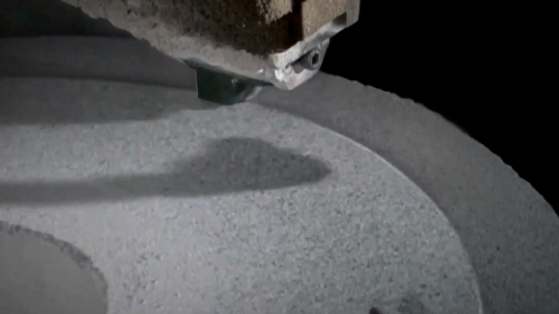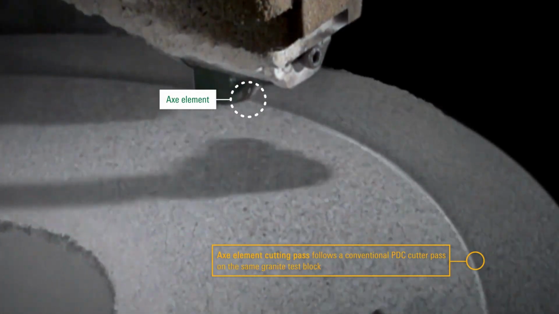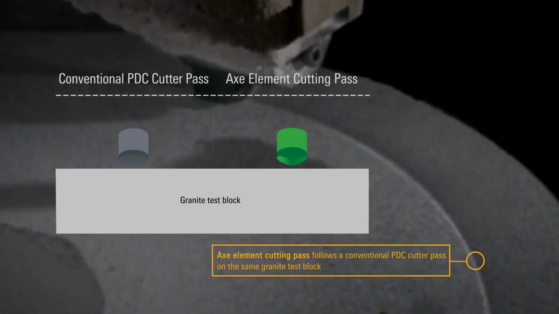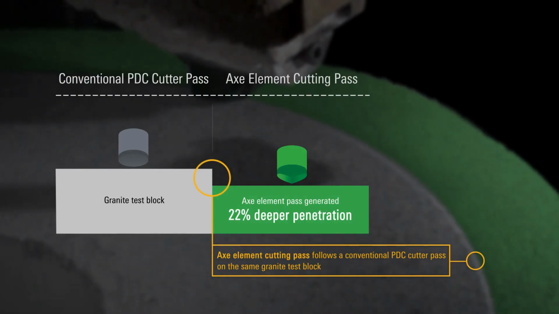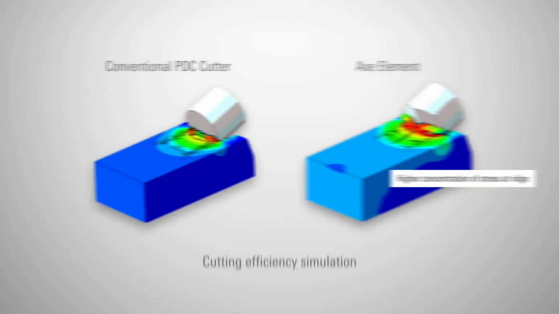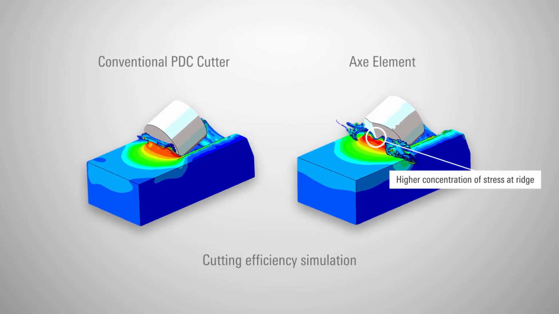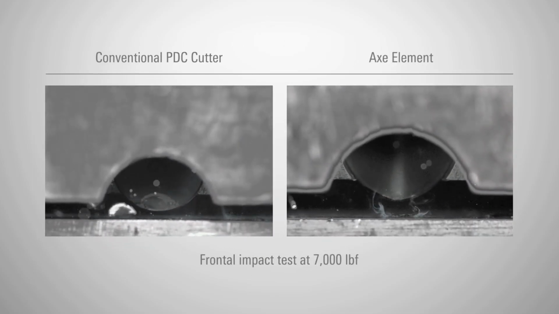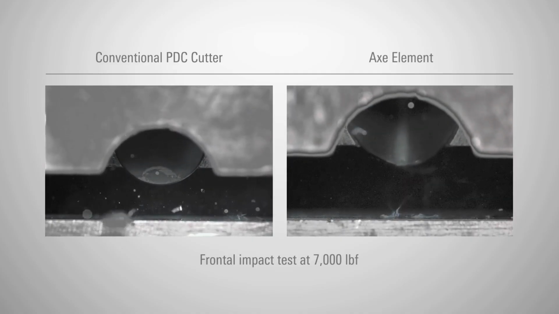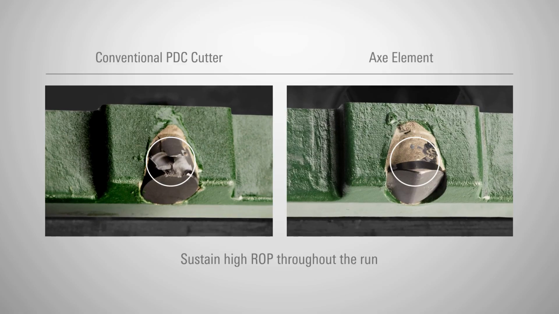In laboratory testing, an axe ridge diamond element was tested against a conventional PDC cutter on a granite test block. Under the same drilling conditions, the axe element removed more rock by achieving 22% deeper penetration and generating wider grooves. Finite element analysis simulation further demonstrated the axe blade bit's superior cutting efficiency. In addition, the thicker diamond table on the ridge enables the axe blade bit to achieve better frontal impact resistance to sustain high ROP throughout the run.